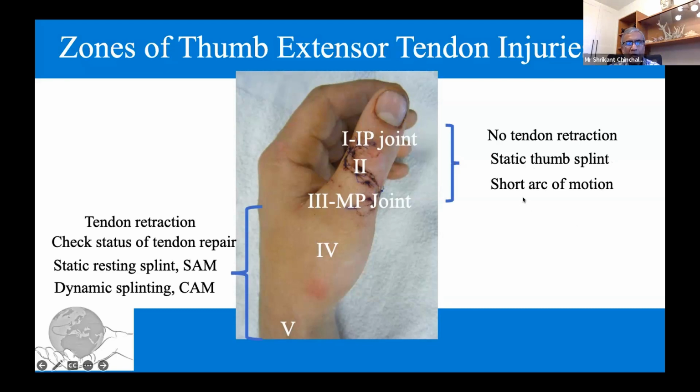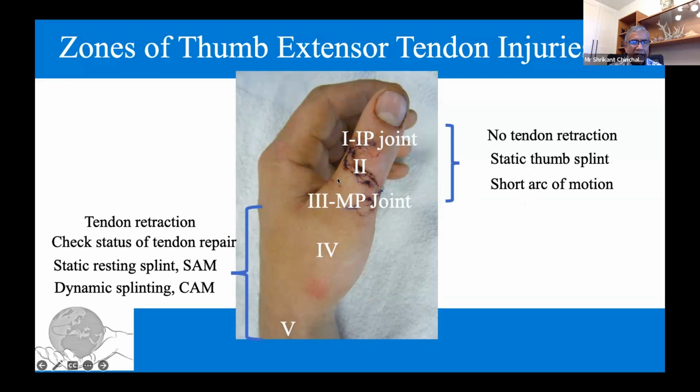with short arc of early motion. So active motion to 30 degrees is permissible, and this is called the short arc motion program that was introduced by Evans in the late 90s, and this gives relatively excellent results.